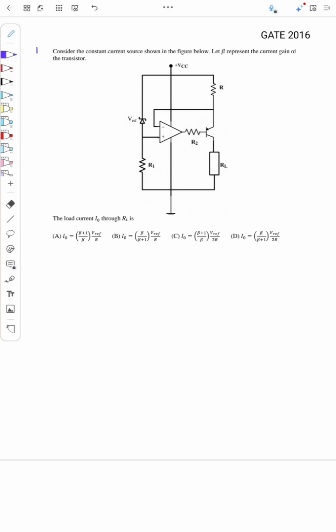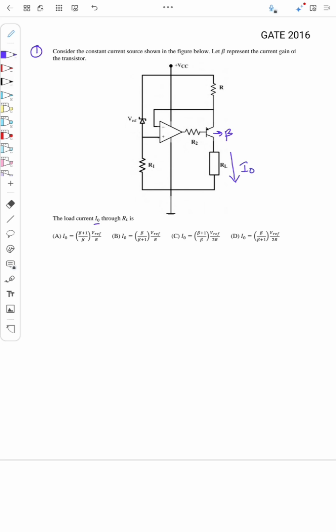Yeah, so this is a question from GATE 2016. The question is, consider the constant current source shown in the figure below. Let beta represent the current gain of the transistor. So this transistor has a current gain of beta. The load current I0 through resistor RL is... So we need to find what is the load current I0 through RL.